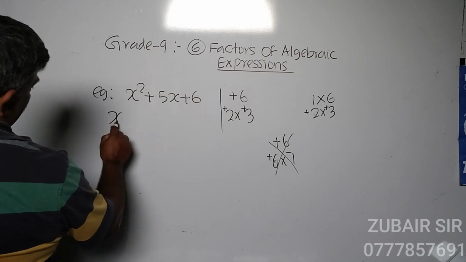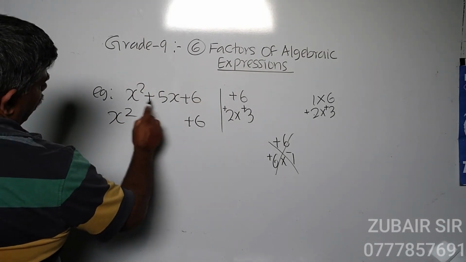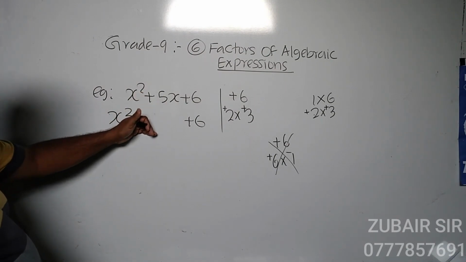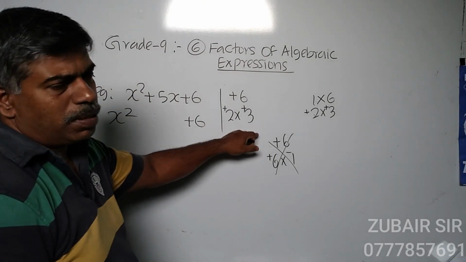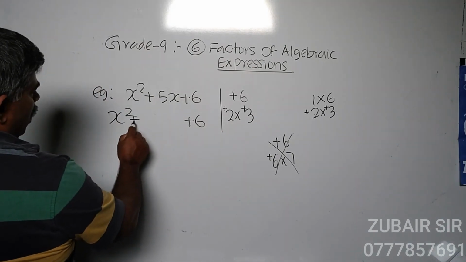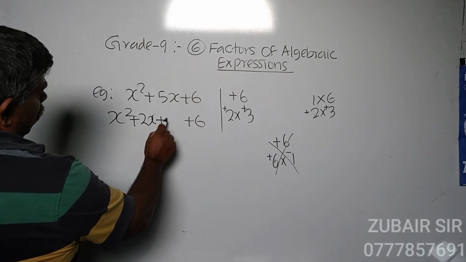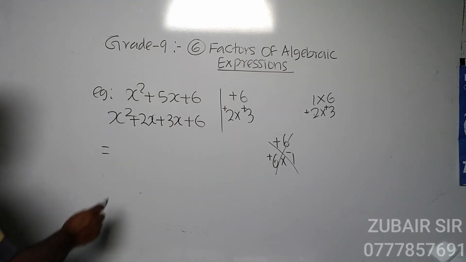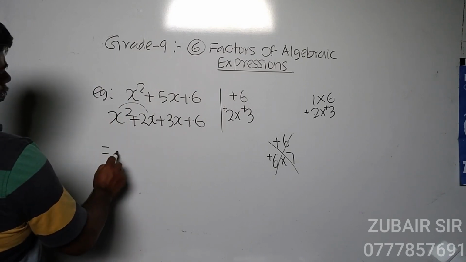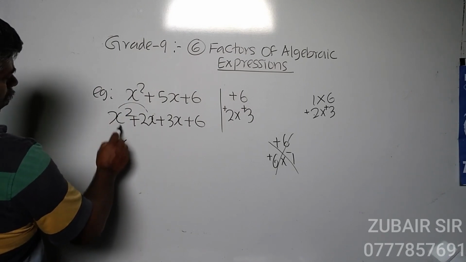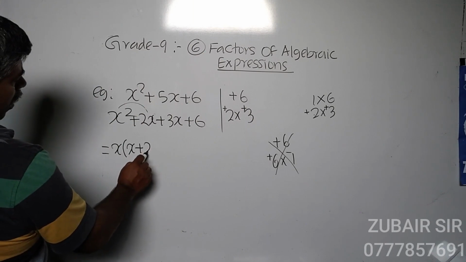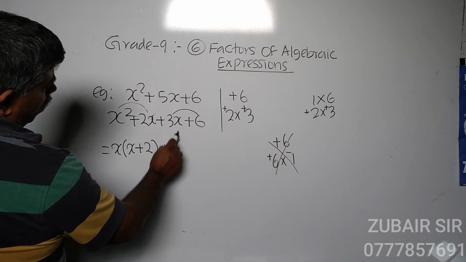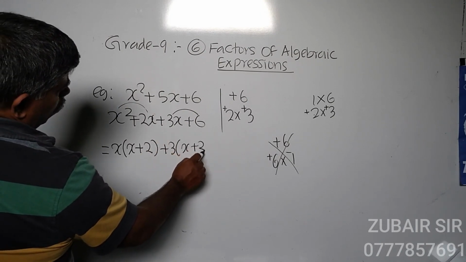Then you can write like this, x squared plus 6. No change in the first one and the last one. I am going to divide the midterm into 2. How to divide? By using these two numbers. Then we can write the 5x as plus 2x plus 3x. Then take 2 by 2. When you take these two, we can separate one x. When you separate the x in x squared, x remains plus 2. Here you can separate a 3. When you separate a 3, x remains plus 2.